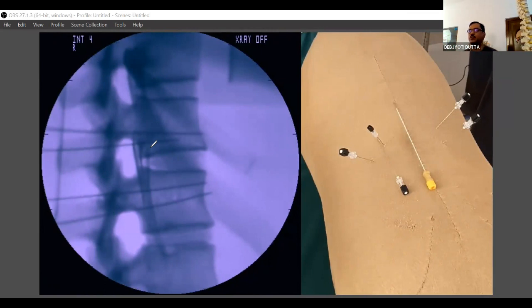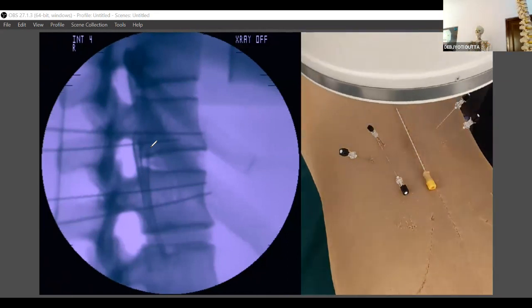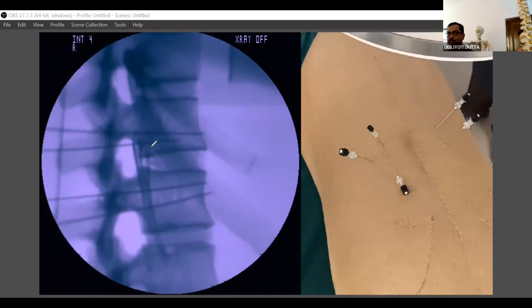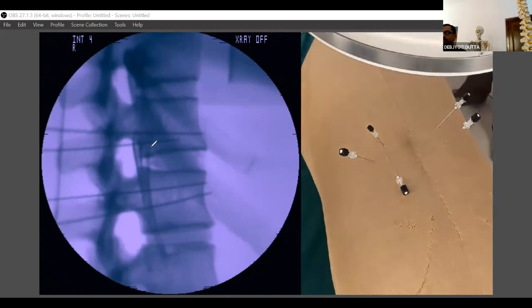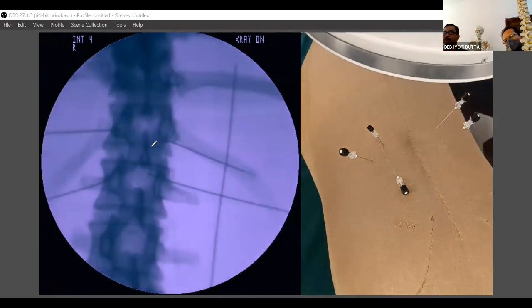Now I will be showing you one very easy technique developed by us, and we published it in 2009 in our Indian Journal of Pain. That is a very easy technique, the tunnel vision technique, because tunnel vision is very easy for us. For the pain physicians, we are very fond of tunnel vision.